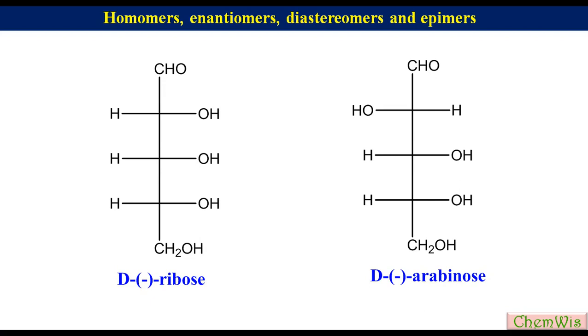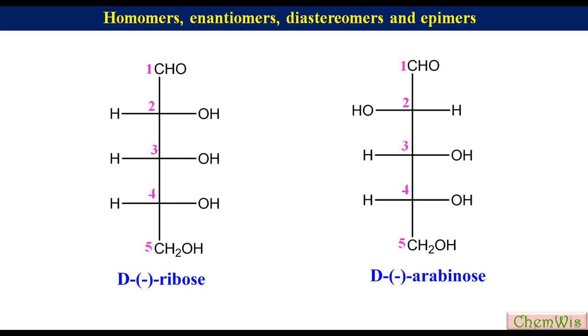Relation between D-ribose and D-arabinose. First, label the carbons of D-ribose as 1, 2, 3, 4 and 5 for the sake of clarity. Similarly, label D-arabinose carbons as 1, 2, 3, 4 and 5. Parent chain in both has the same orientation, so you can find the relation only by just visualization. These are not mirror images, so these are diastereomers.